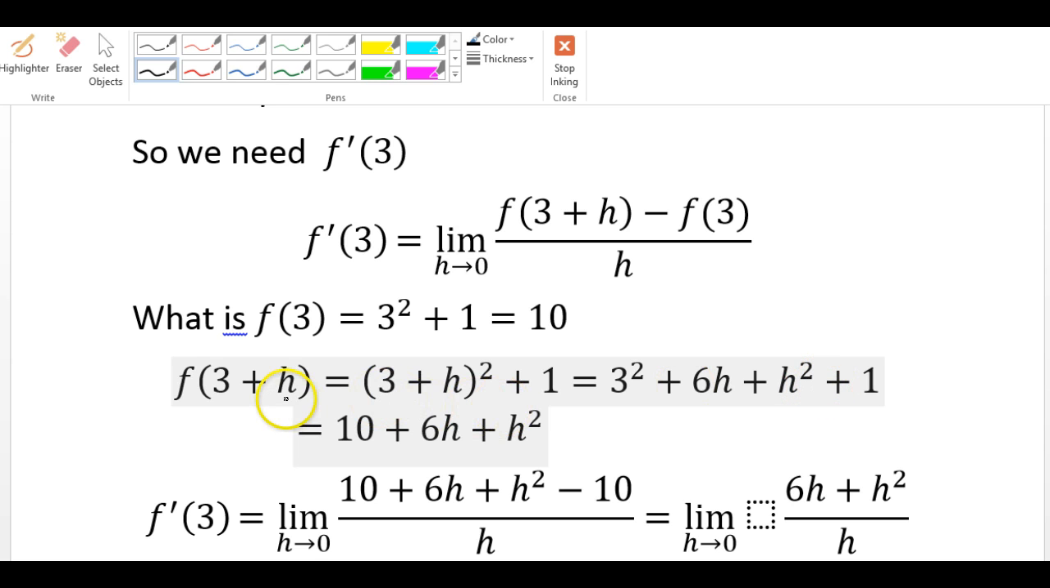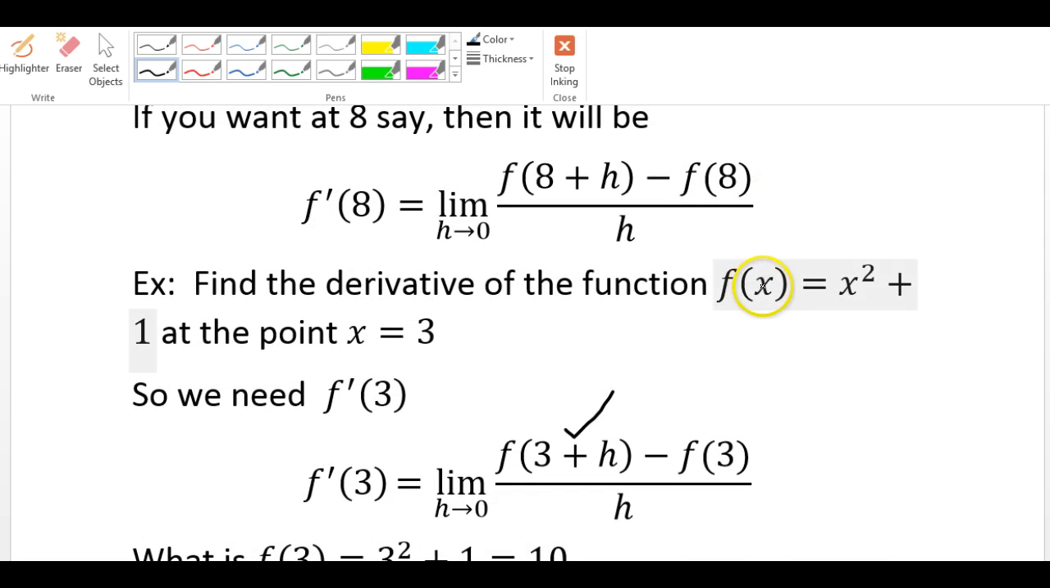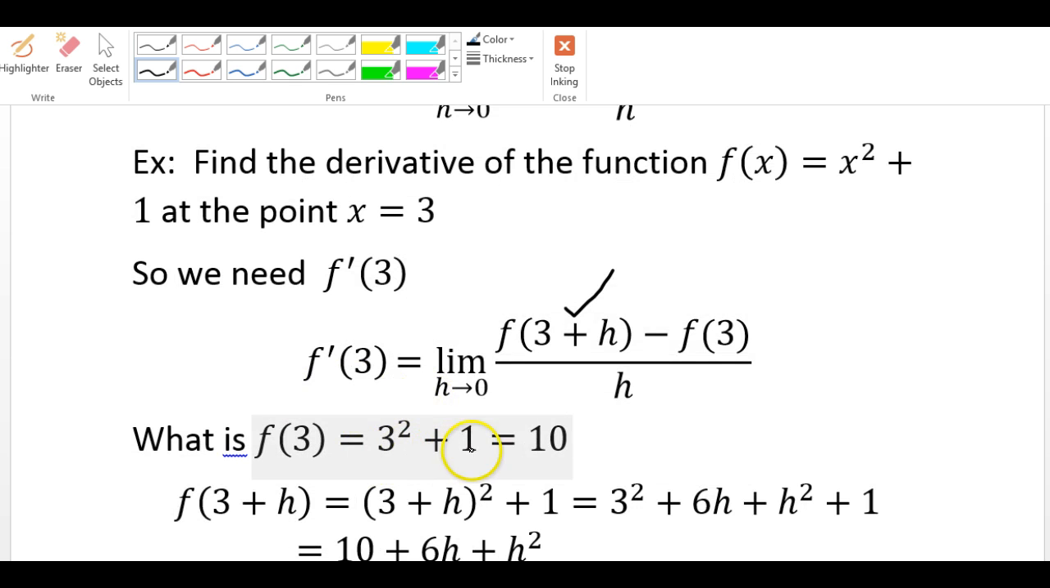So that is f of 3 plus h. So this is actually equal to 10 plus 6h plus h squared. Okay. What about f of 3? That's pretty easy actually. What you do is you replace the x by just 3. So you go to your function right here and replace the x by 3. What do you get? You get 3 squared plus 1, and that is 10. So this right here is 10.